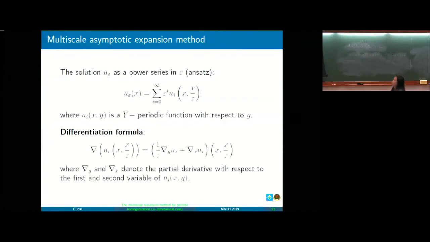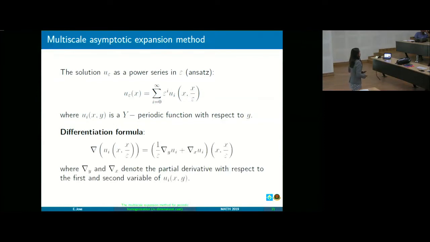So this differentiation formula will help us. You are familiar with this formula, which is just the same as in the one-dimensional case. So you have the gradient of u_i, and you can express it in this form. Here nabla y and nabla x denote the partial derivatives with respect to y and x, the first and second variable.